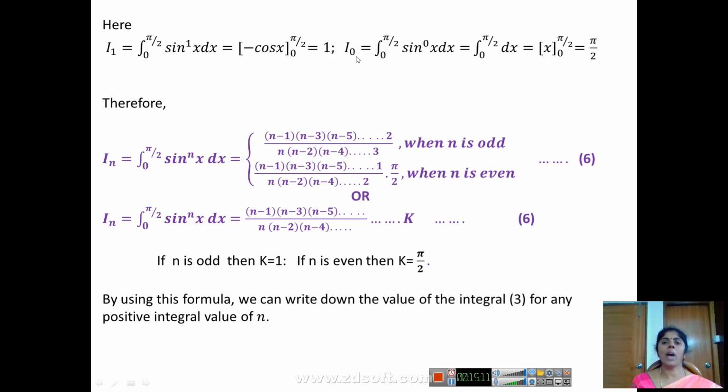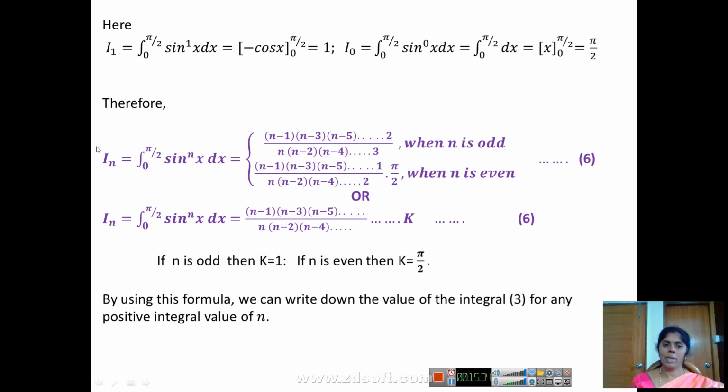I naught equals integral 0 to pi by 2 sine to the power 0 of x into dx. Any number to the power 0 is 1. So we'll get here integral 0 to pi by 2 of dx. The integral of dx equals x, and applying the limits 0 to pi by 2, the result is pi by 2.